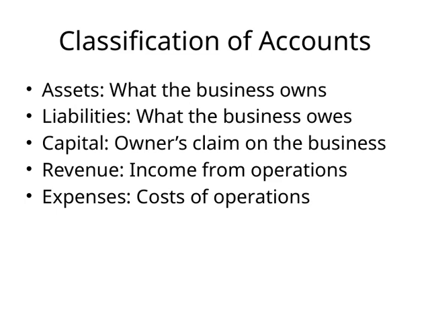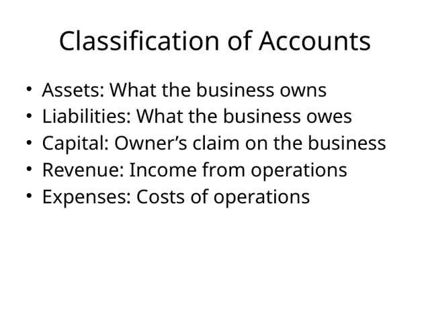Now, let's take a closer look at the classification of accounts, which is fundamental to understanding how a business's financial information is organized. First up are assets. These are what the business owns, like cash, inventory, equipment, or property. Think of assets as the resources the business uses to operate and grow. Next, we have liabilities. These are what the business owes to others, such as loans, accounts payable, or other debts. Essentially, liabilities represent the obligations that need to be settled over time.